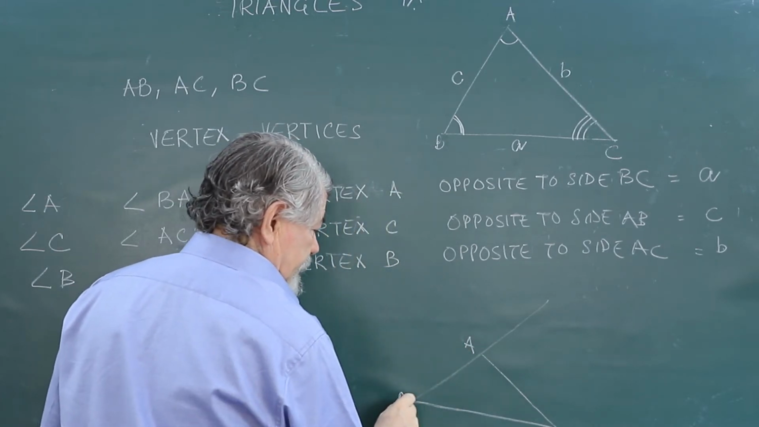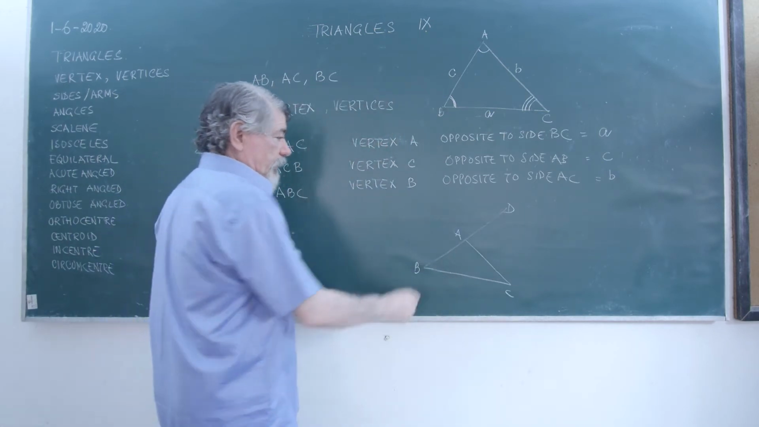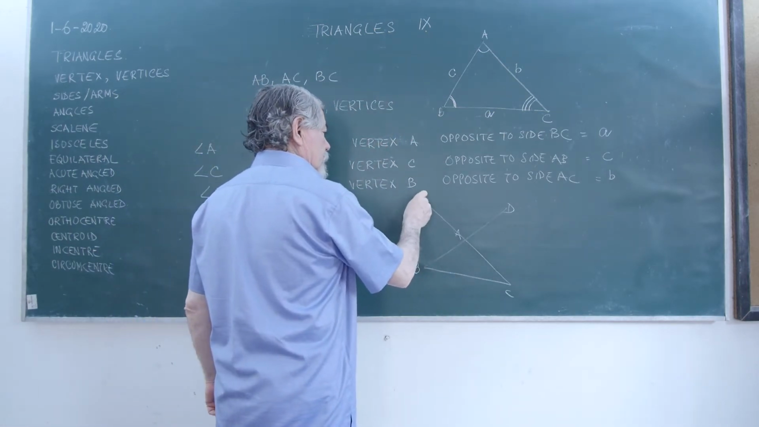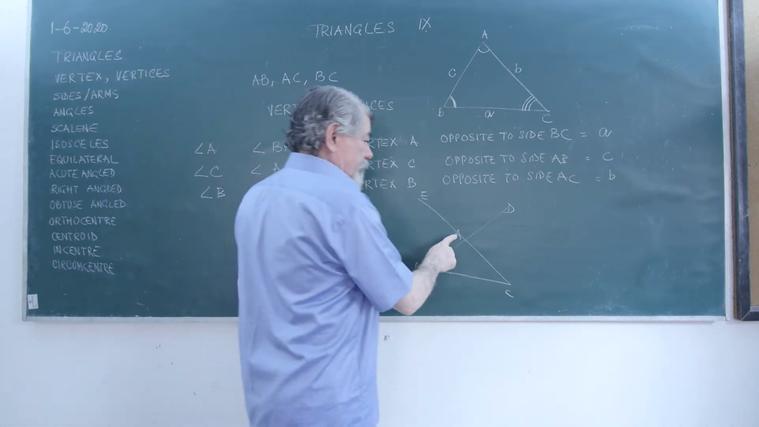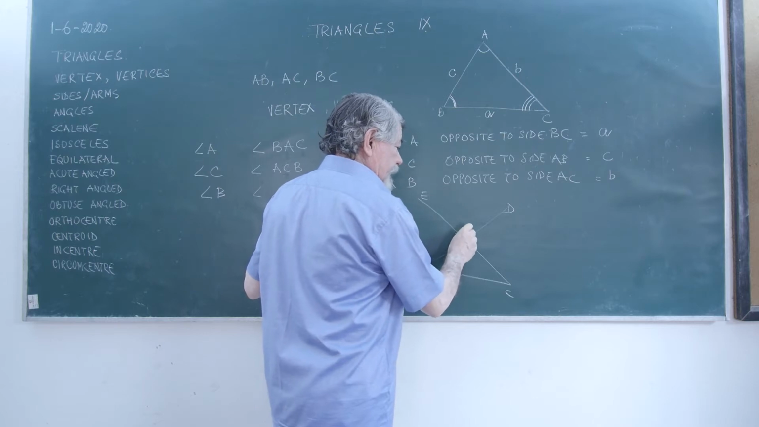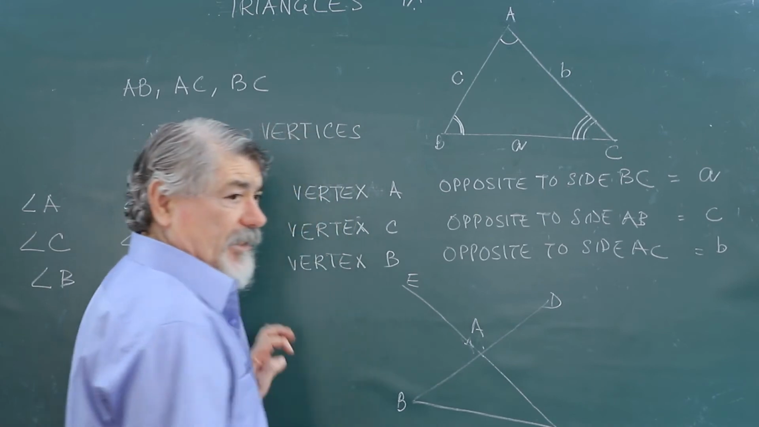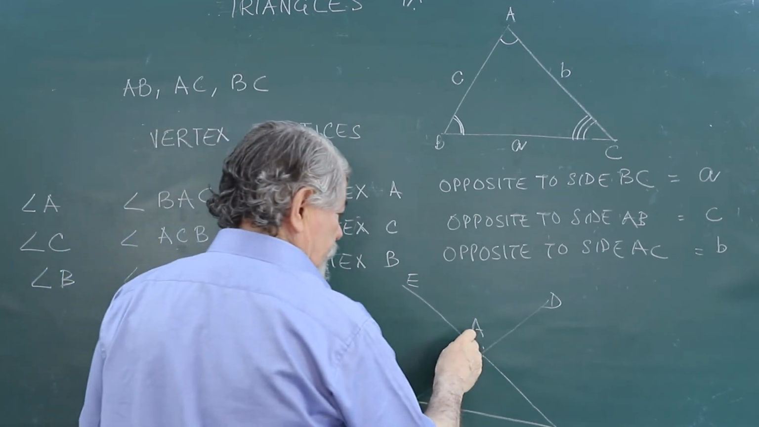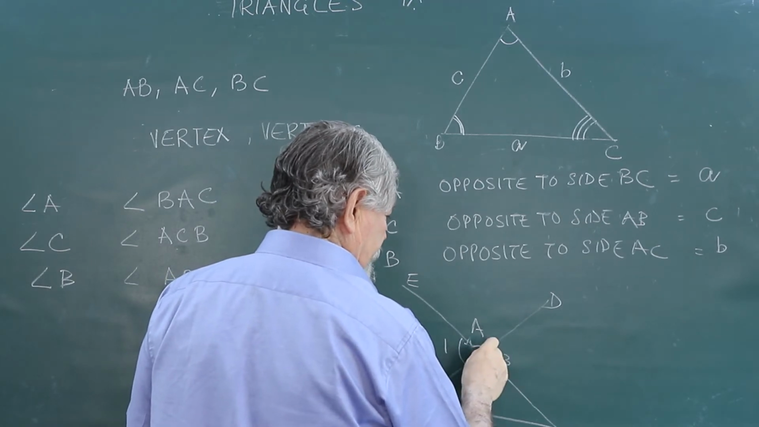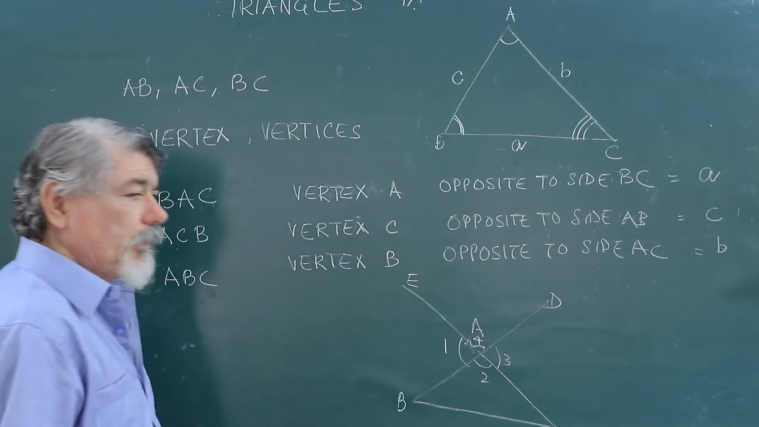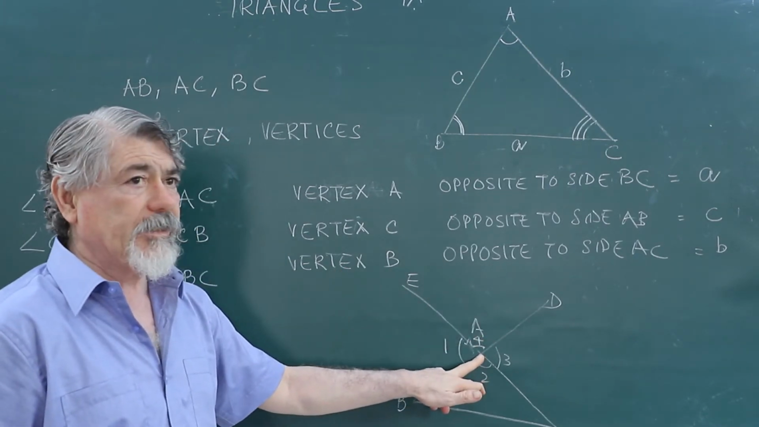Suppose it is A, B, C, and it is D, or maybe write E. So I cannot write angle A, because if I write angle A, which angle am I talking about? If A is here, which angle am I talking about? Am I talking about this angle 1? Am I talking about 2? Am I talking about 3? Am I talking about 4? Because 4 angles are formed at point A.